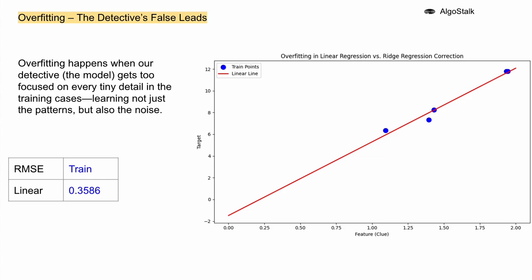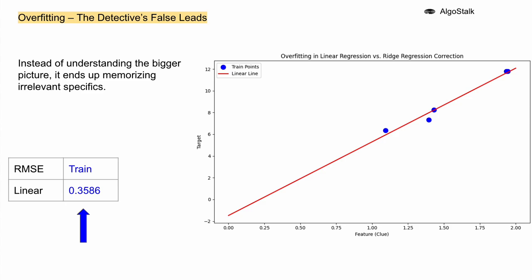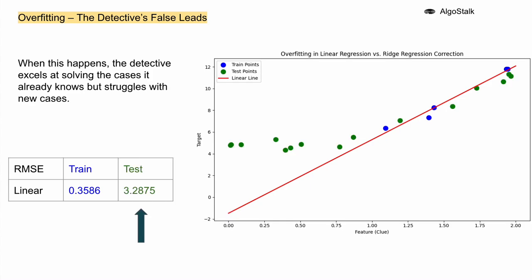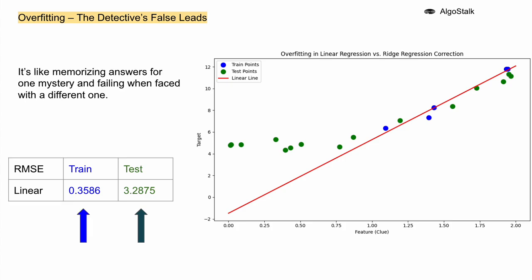Overfitting happens when our detective gets too focused on every tiny detail in the training cases, learning not just the patterns but also the noise. Instead of understanding the bigger picture, it ends up memorizing irrelevant specifics. When this happens, the detective excels at solving the cases it already knows but struggles with new cases. It's like memorizing answers for one mystery and failing when faced with a different one.